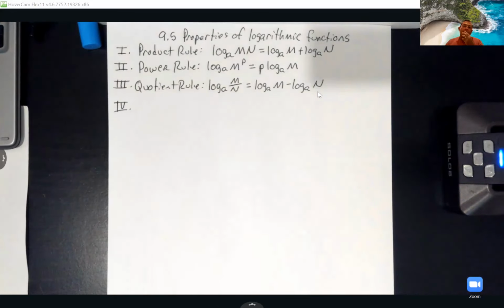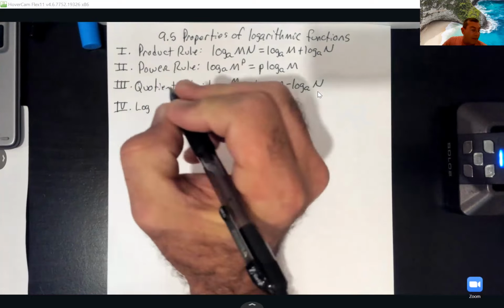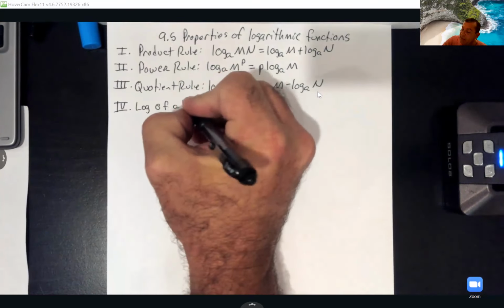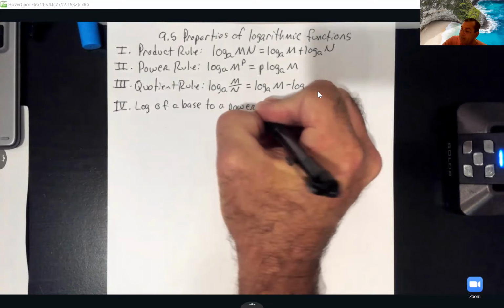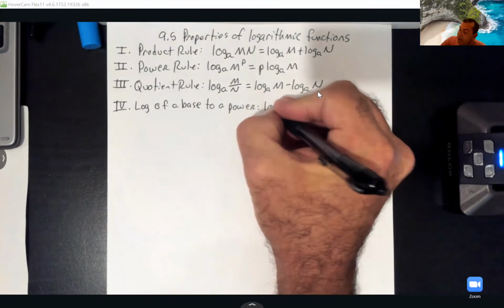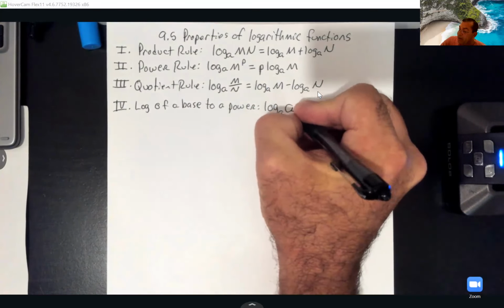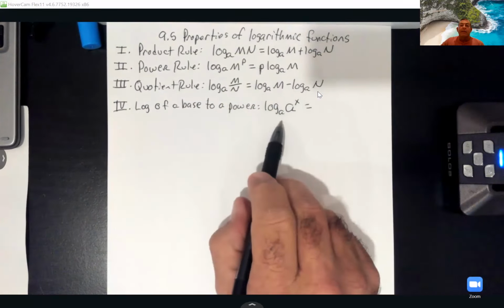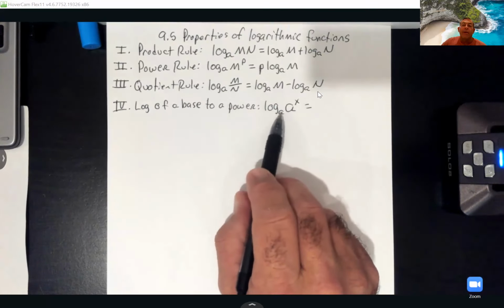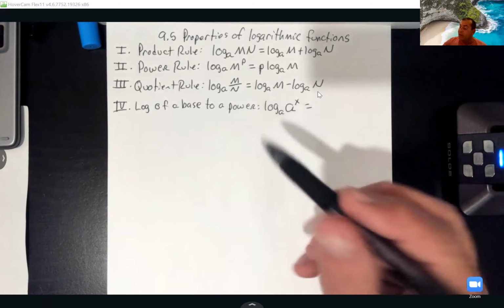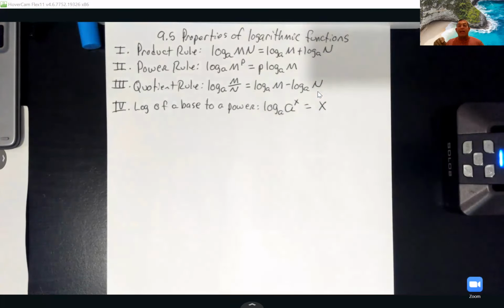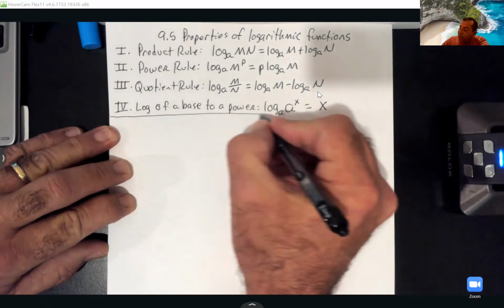And then the last one, and this is used mainly when we're simplifying, is the log of a base to a power. This tells me if I got a log base a of a to the x, so the base of the log is the base of the result raised to an exponent, if those match, then the answer will be just that exponent. All right, so these are the properties we're going to be playing with.